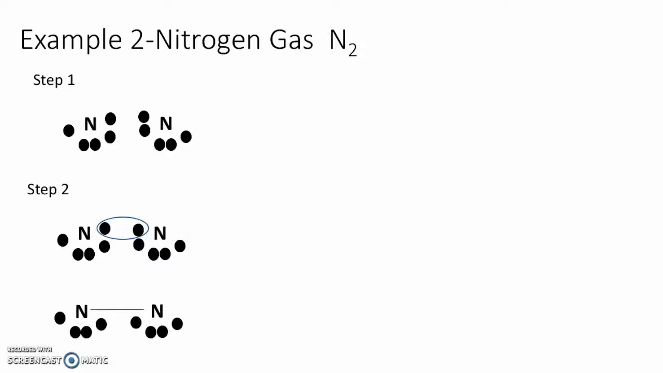Now we have to check, are they happy? Has the octet rule been fulfilled? Well, let's have a look. The nitrogen on the left has 4 electrons around it, plus 1 bond, which is 2 electrons. So that's a total of 6. So the nitrogen on the left has 6 electrons, and if you do the same analysis, you'll see that the nitrogen on the right also has 6 electrons. So they are not happy. The octet rule has not been fulfilled at all. So what do we do? We repeat step 2. We make another bond and hope that solves the problem.